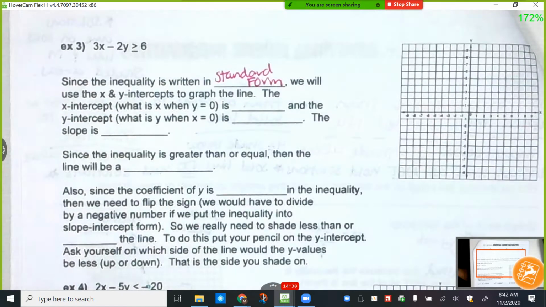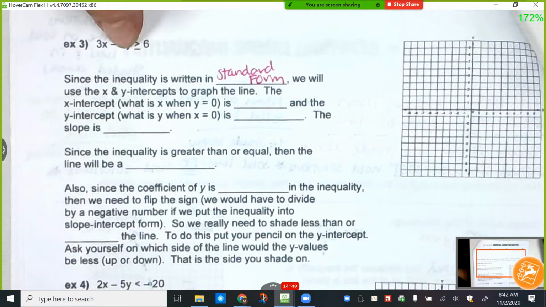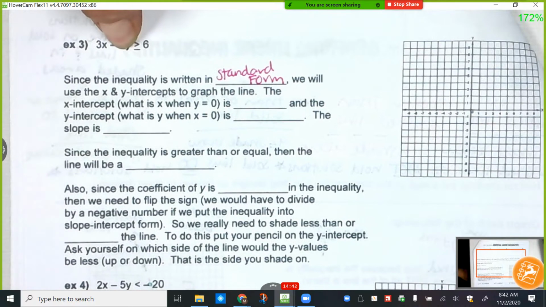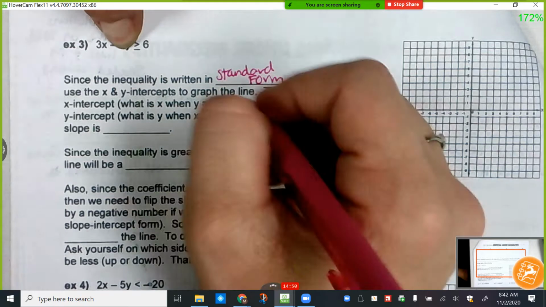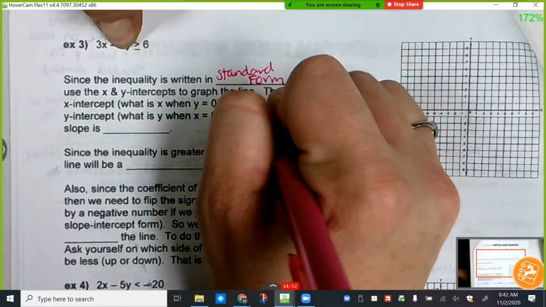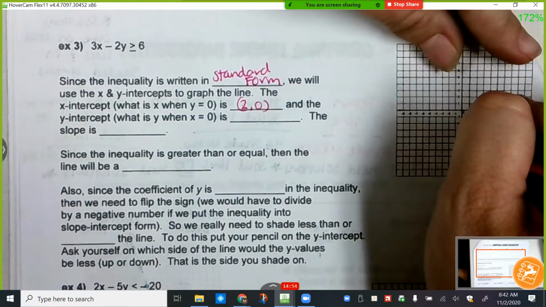The x-intercept, which is where y equals 0, so we cover up y. How would you solve for x? Divide both sides by what? 3. What's 6 divided by 3? 2. So I know that my x-intercept is 2, 0. So on my x-axis, I'm going to put a point at 2.